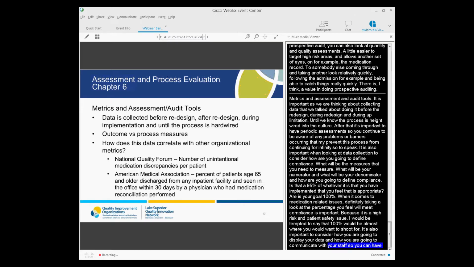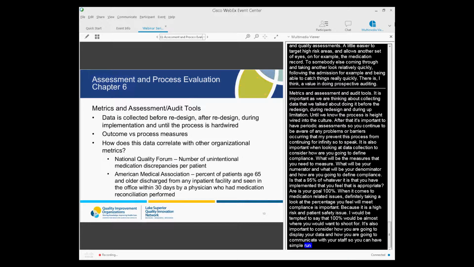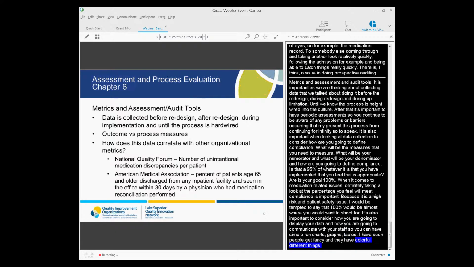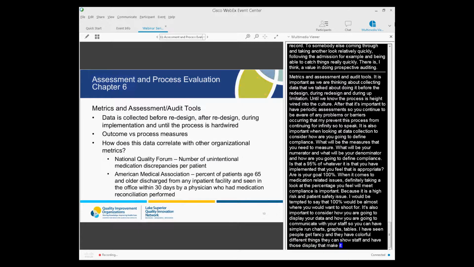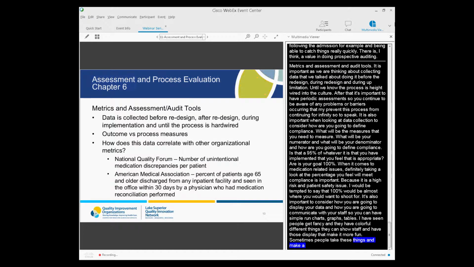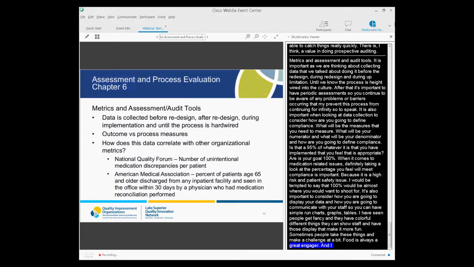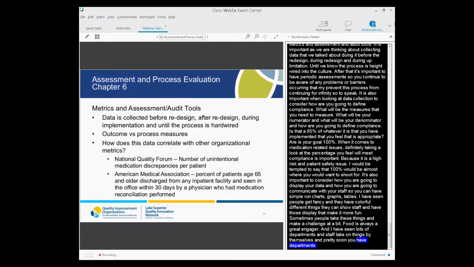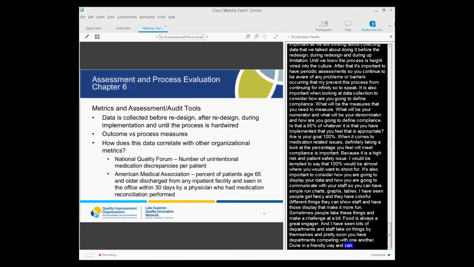It's also important to consider how you're going to display your data and how you're going to communicate with your staff. So you can have simple run charts, you can have graphs, you can have tables. I've seen people get fancy and they have colorful different kinds of things that they can show to the staff and have those displayed that make it kind of more fun. Sometimes people even take these kinds of things and make sort of a challenge out of it. Food is always a great engager. And I've seen lots of departments and staff kind of take on things by themselves, and pretty soon you have departments competing with one another, and it's done in a friendly way, and can really help, again, boost getting that hardwired into the system.